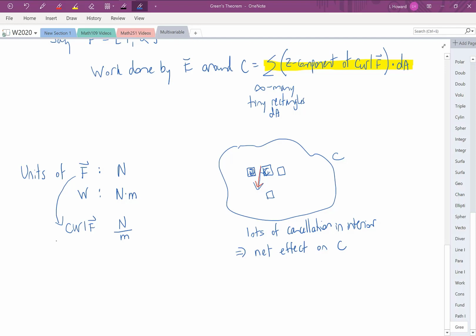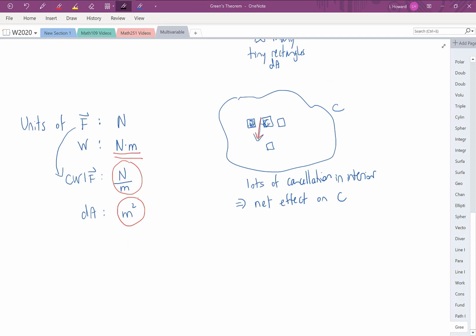And then that z component of curl of f is being multiplied by dA. Units for dA would be meters squared if x and y are being measured in meters. And so that right side then, if we look at this quantity here, units for that right side would be newtons per meter times meters squared. So sure enough, that's giving us newtons times meters, which is units for the left side. So that's how we know for sure that this net effect that we're getting on C from looking at the right side really does calculate work.